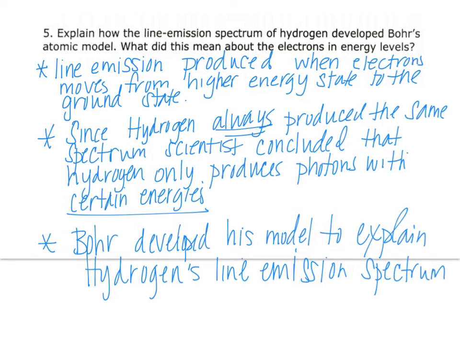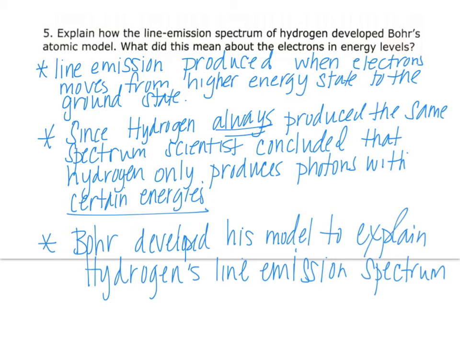The second thing is that because hydrogen always produced the same spectrum, scientists concluded that hydrogen only produces photons with certain energies. And of course, they went on to apply that to all the other elements. That was what we did in the flame test lab. Remember, certain metals, when they were excited by the heat and energy from the Bunsen burners, would burn in a specific color. The one that was the highest energy level was the potassium, because it was purple. And then the red would have been the lowest energy level.